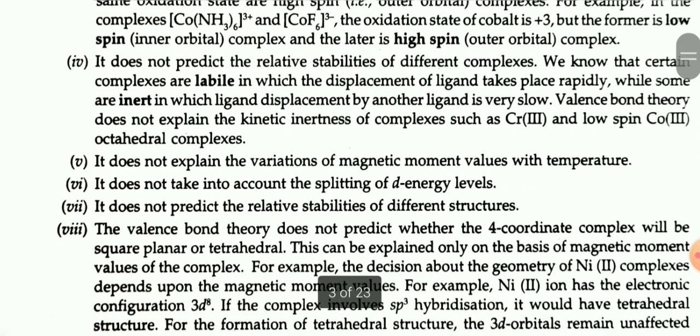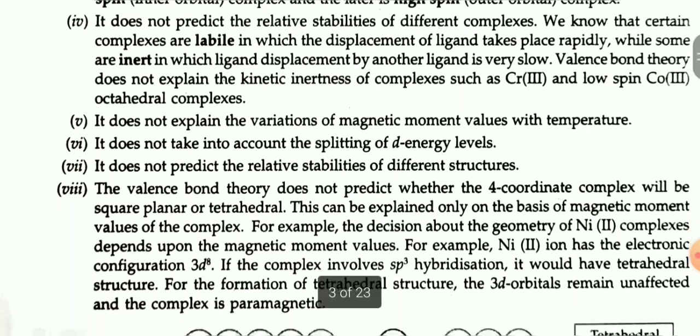Fourth, it does not predict the relative stabilities of different complexes. We know that certain complexes are labile, in which the displacement of ligand takes place rapidly, while some are inert, in which ligand displacement by another ligand is very slow. Valence bond theory does not explain the kinetic inertness of complexes such as Cr3+ and low spin Co3+ octahedral complexes.